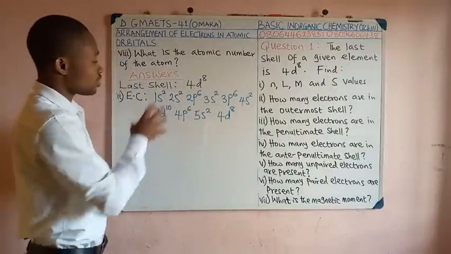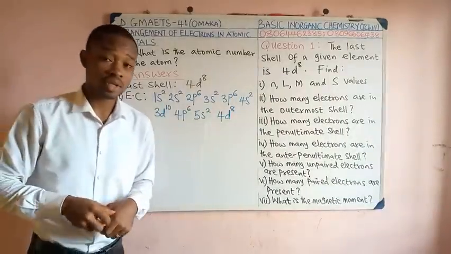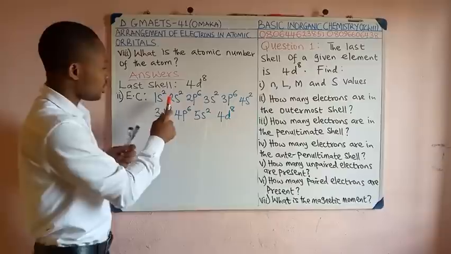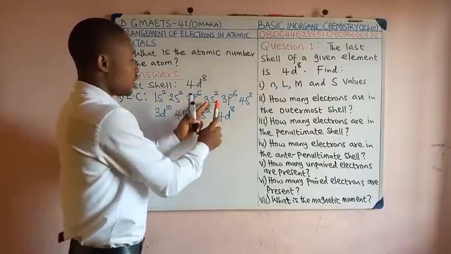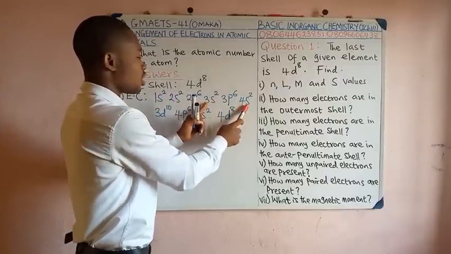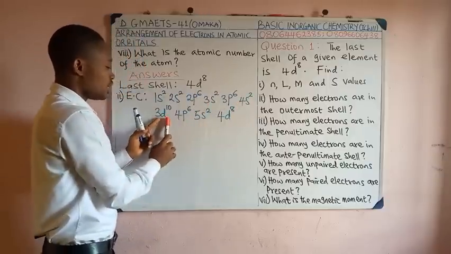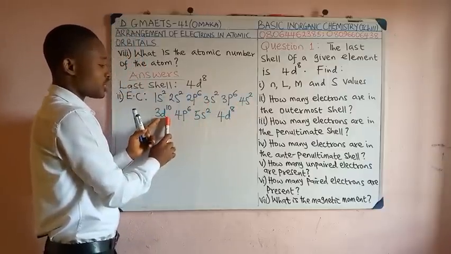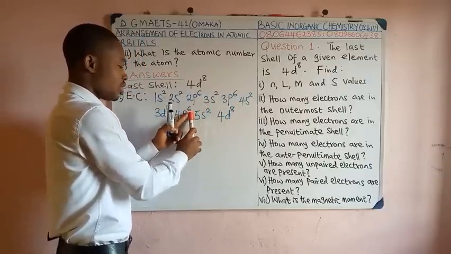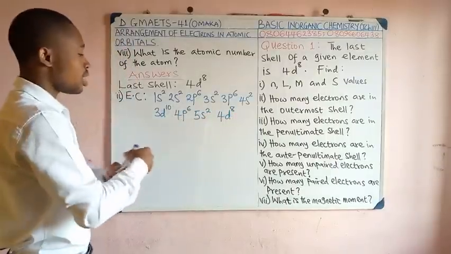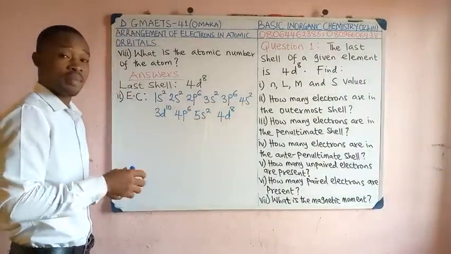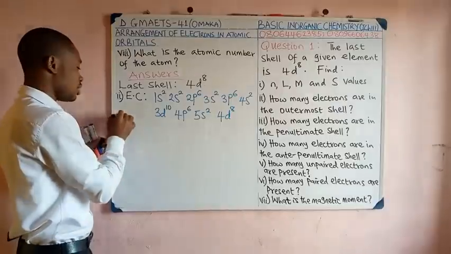Okay, now this electronic configuration is for which element, which atom? Let's find out. From 1s to 2p6, we've got 10 electrons. Then 3s to 4s, we've got another 10 electrons, giving us 20. This 3d10 gives us 30 electrons. This will be 36, all right? This will be 38, then this will be 46. So this element is palladium. This is palladium.